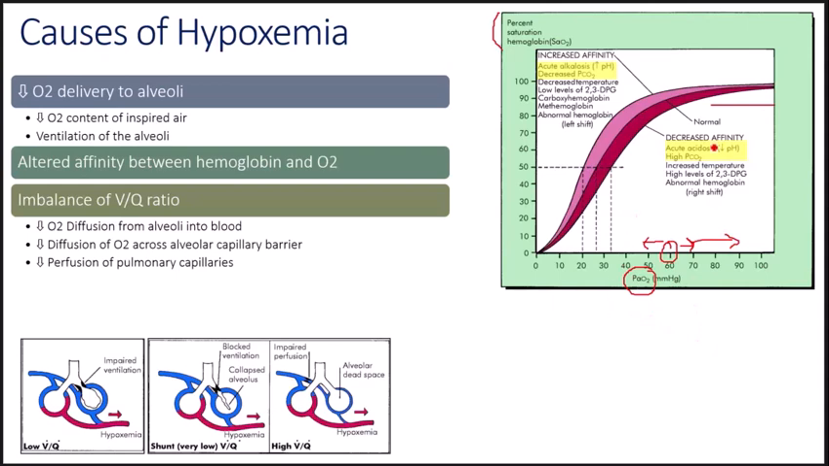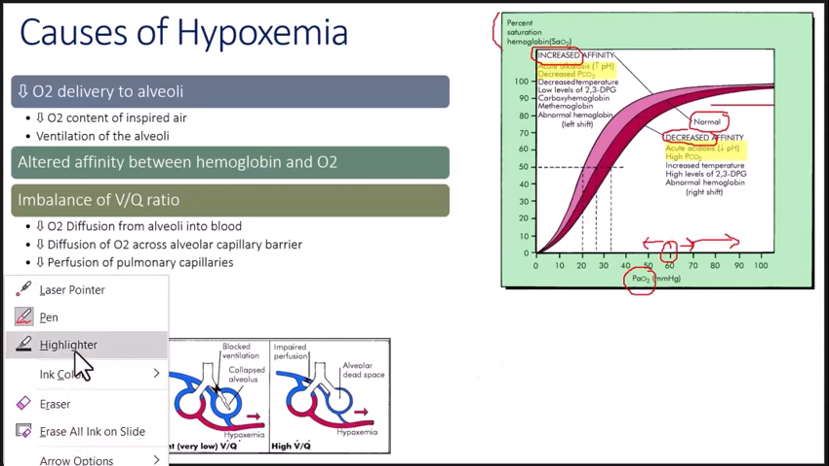An important point to make here, though, is that even though this black line curve is representing normal, of course, this is not always normal, so we're going to look at two states where we can deviate from normal, where we can have an abnormal increased affinity and an abnormal decreased affinity for oxygen to hemoglobin. So what states can cause that? Well, they're highlighted on the slide here for you.